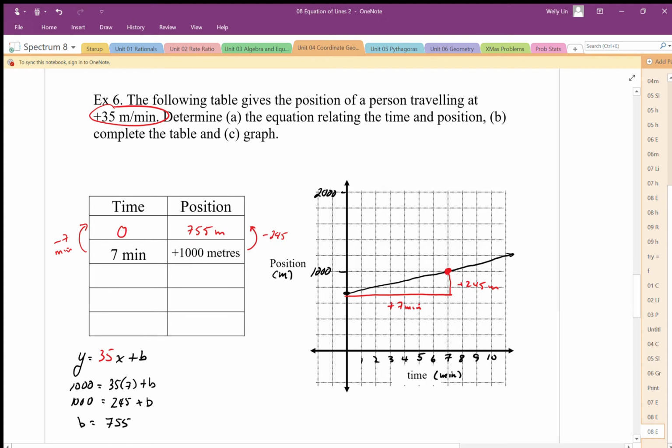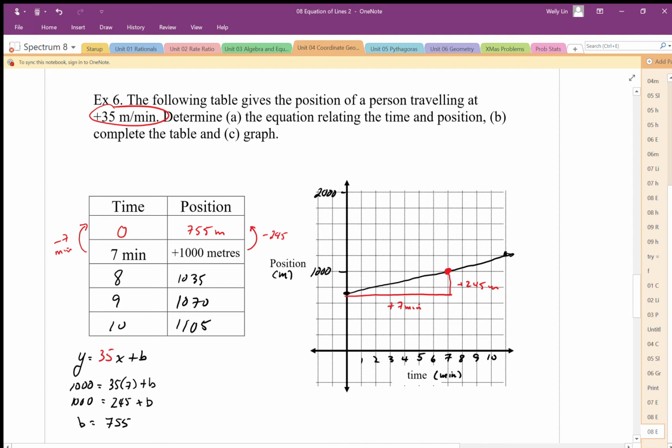We need to complete this table. So I'm going to maybe just go up by ones here. So 8 minutes is going to give us 1,035 meters. 9 minutes is 1,070. 10 minutes is going to be 1,105. Okay, and that can give us 1,105.